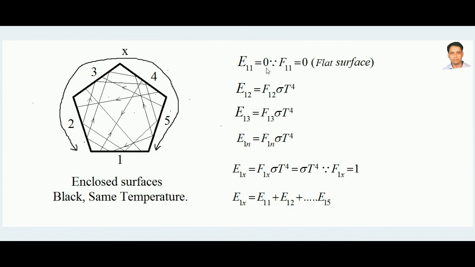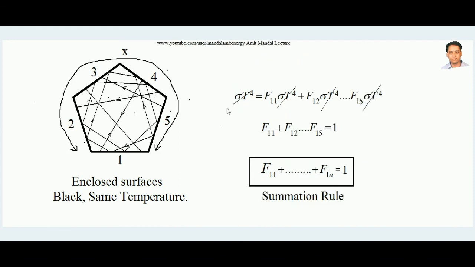In place of E₁₁, I write 0. E₁₂ I can write as F₁₂ sigma T to the 4. So keeping the values, sigma T to the 4 can be cancelled. Ultimately, for an enclosure, F₁₁ plus F₁₂ plus up to F₁₅, since it consists of 5 surfaces, is equal to 1. In general, F₁₁ plus F₁₂ and so on up to F₁n, for n surfaces, must be equal to 1. It is called the summation rule.